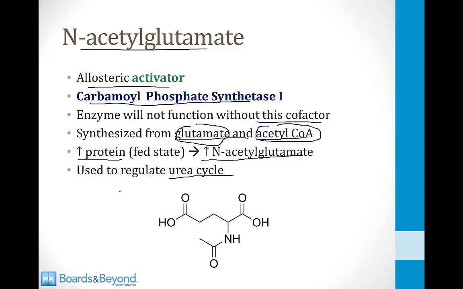And this is the manner in which the urea cycle is regulated because, as I told you before, carbamoyl phosphate synthetase 1 catalyzes the rate limiting step, and therefore this activator can control the activity of the urea cycle as a whole.